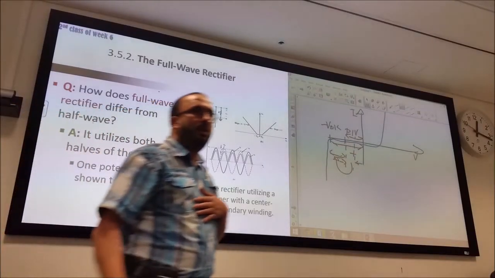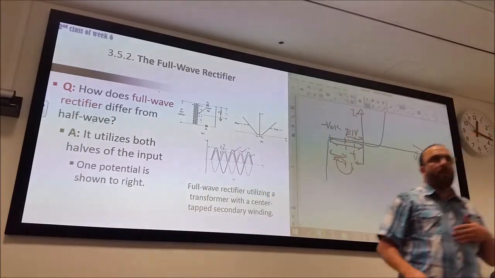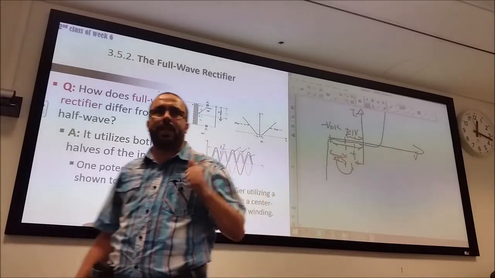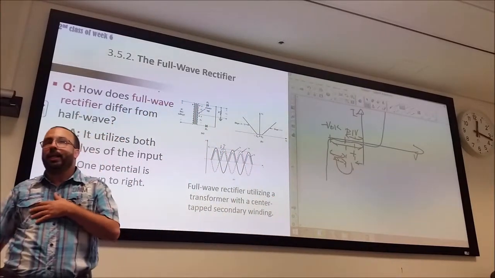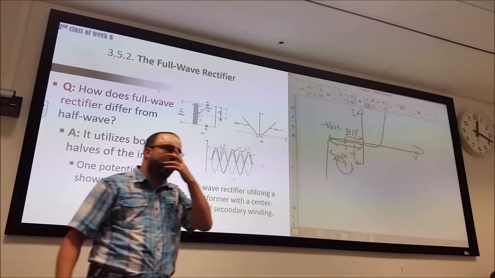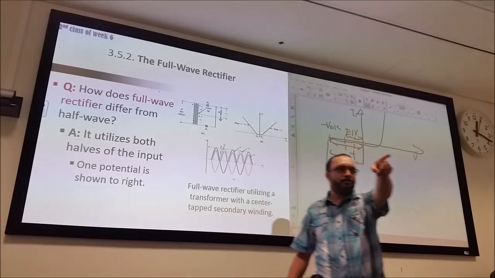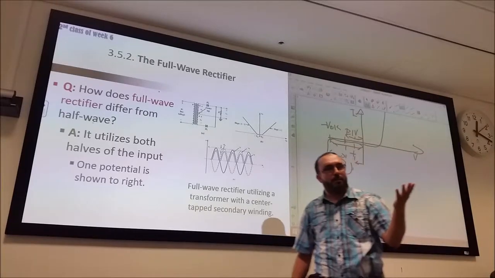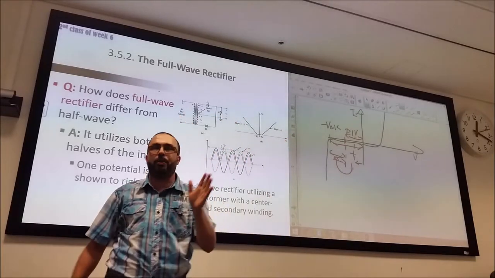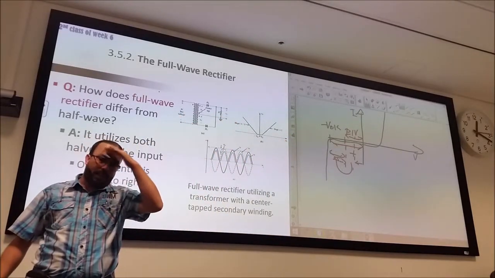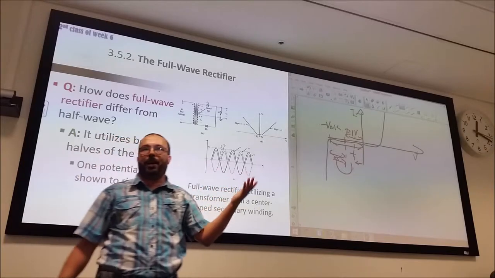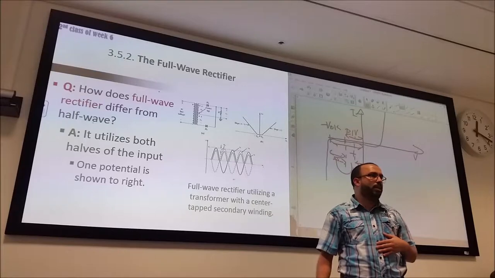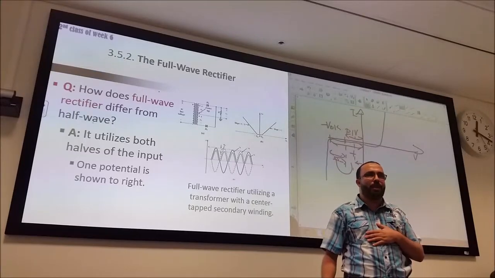So today we touched the full wave rectifier. In rectifiers, we said we have two types: the half wave rectifier, which you studied last time, and the full wave rectifier. The main difference is that with the half wave rectifier, the output sees only one cycle. The other cycle doesn't exist. So we are wasting a good portion, half of the input signal, yes or no?